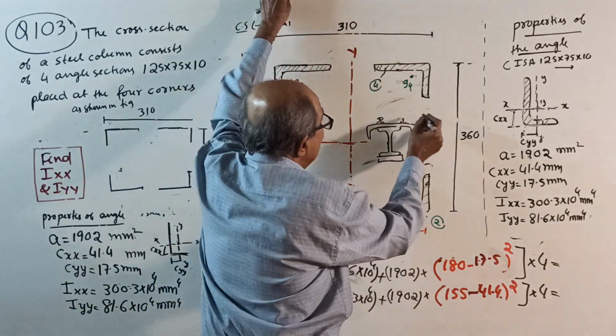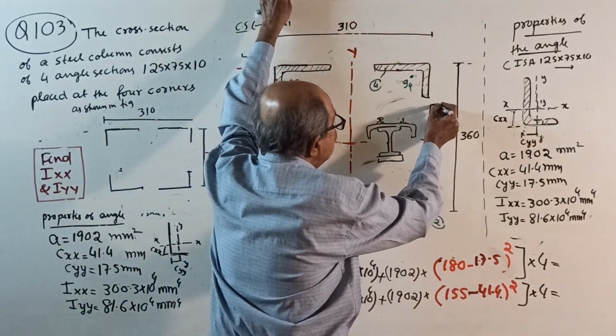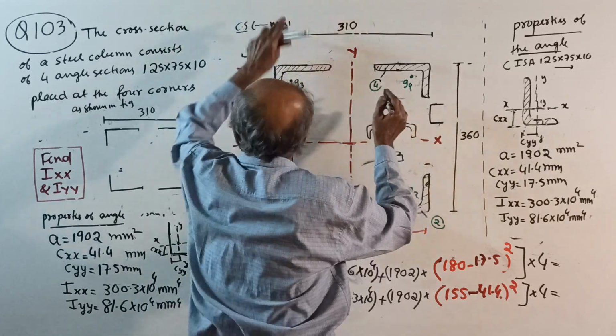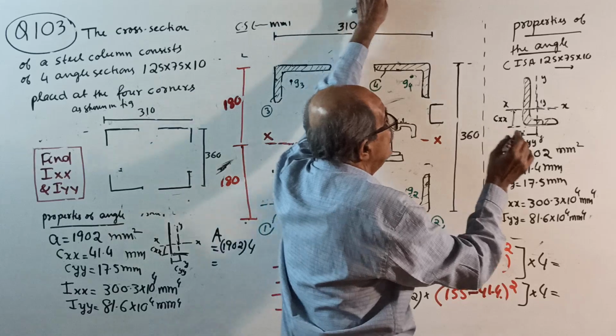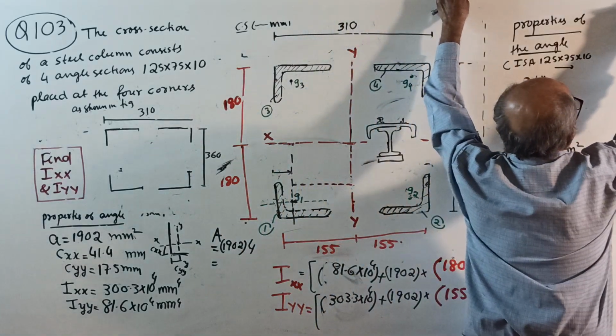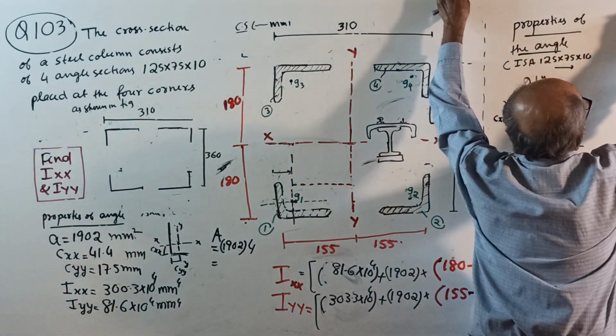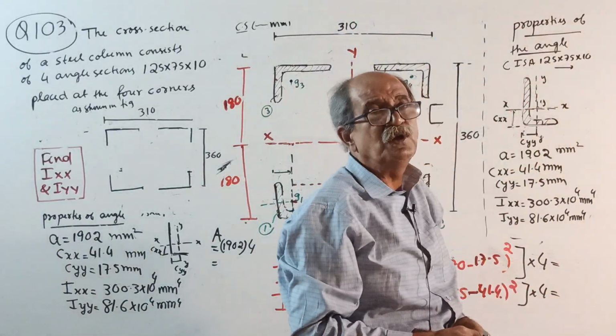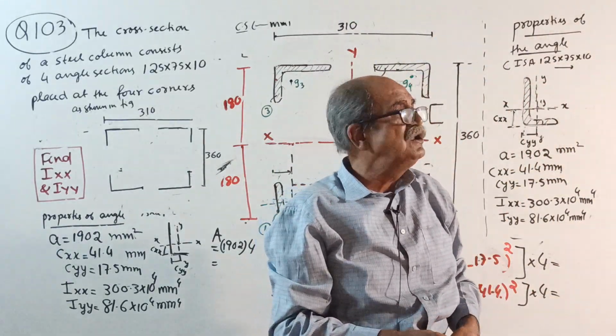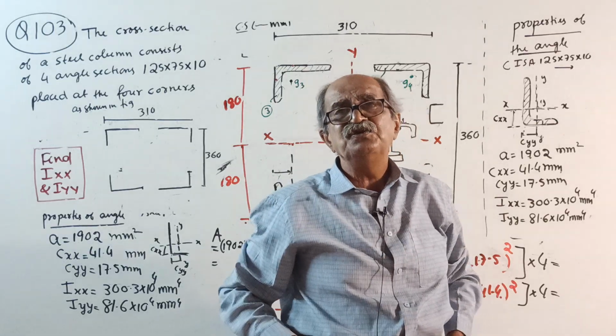The channel properties are like this in the handbook, but it is turned. This is the last question, 104. Next class, the last question is 104. With that 104, I will close the moment of inertia calculation dedicated to steel structures.